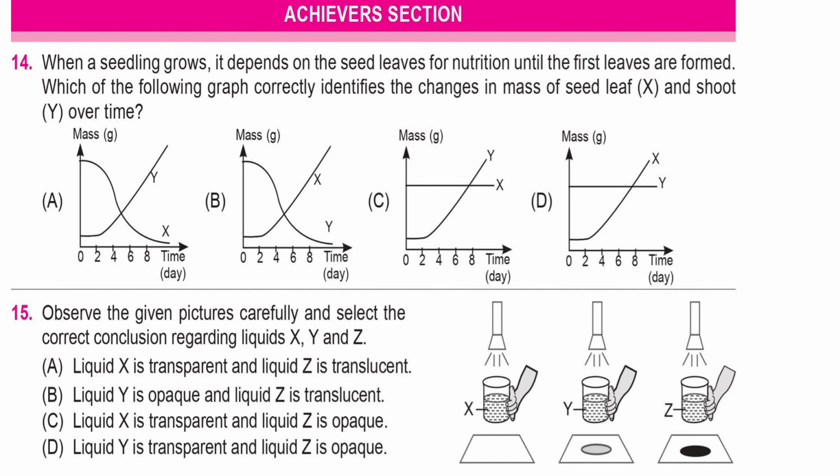All these things are related to your chapter on light, and when you study it, you will be able to answer these questions. But the correct option of this will be, as you may notice, that liquid X is transparent and liquid Z is translucent. No, liquid X is not transparent. Liquid Y is opaque and liquid Z is translucent. No, Y is not opaque. Liquid X is transparent and liquid Z is opaque. Yes, it is true. So the correct option will be option number C. Liquid X is transparent and liquid Z is opaque.